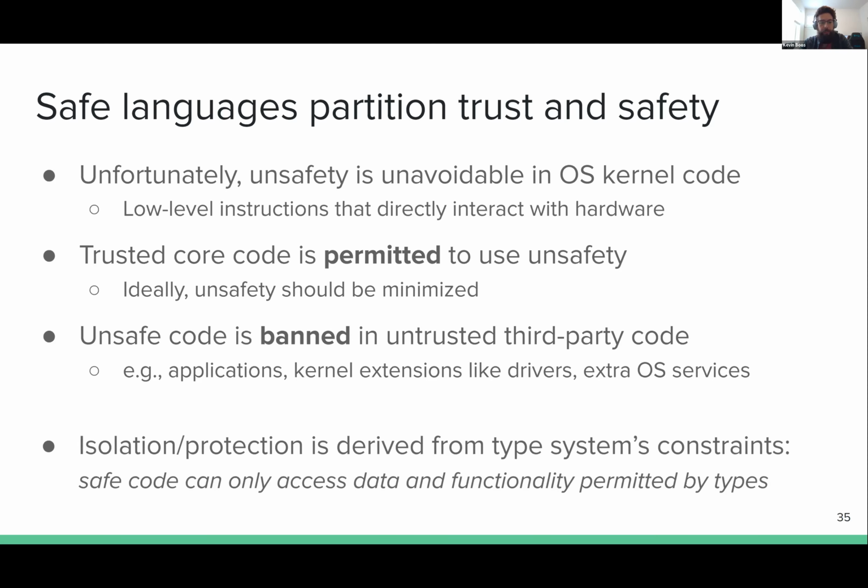So the final point then is that we derive the same kind of isolation protection that we derive from hardware using constraints imposed by the type system. So safe code can only access data, functionality, whatever, that are permitted by the types that it has access to.